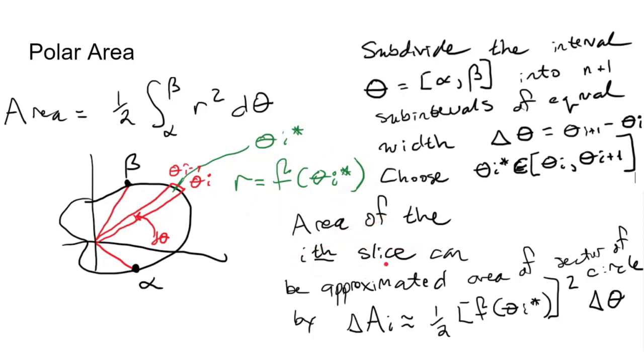So the area of the ith slice, that's this pizza slice right here, can be approximated by area of a sector of a circle. And that's the formula I gave you. That's area equals 1/2 times radius squared times theta. And so how do we get from this delta A sub i to this integral? Well, we take a sum of all these i ranging from 0 to n, and then we take the limit as n goes to infinity. And that's how we define an integral, the limit as n goes to infinity of the Riemann sum.